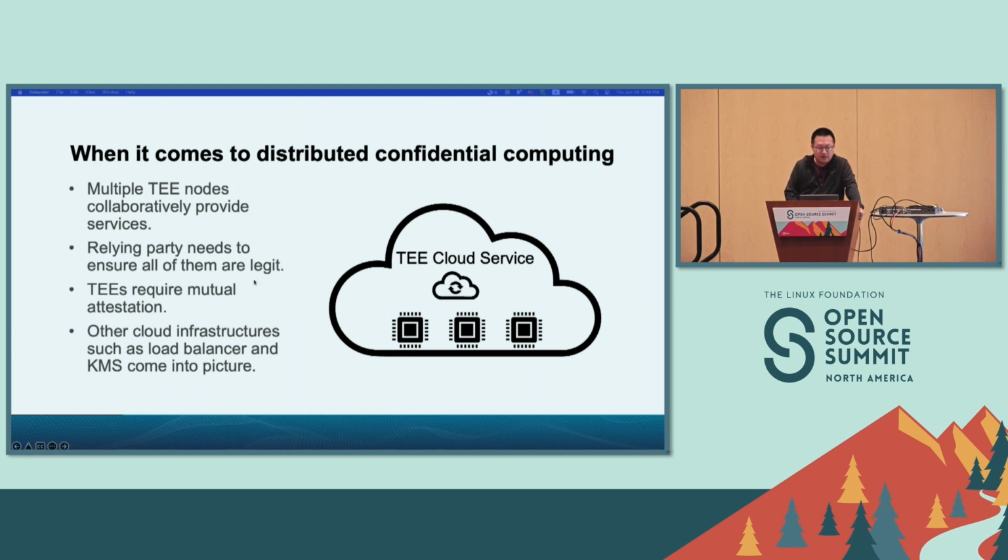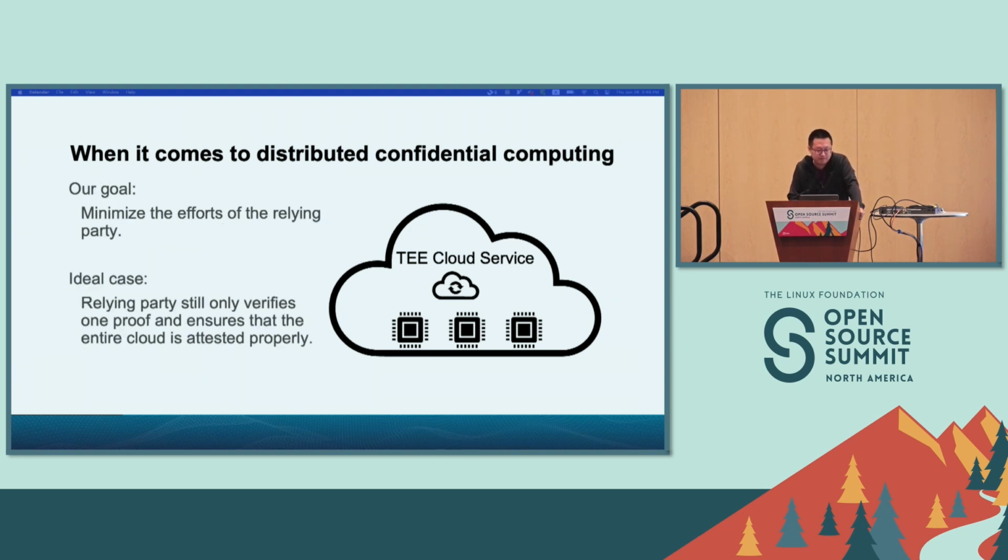And also the TEs themselves, they need to do mutual attestation to make sure that the TE node that I'm talking with is actually a TE node. Then only if that is ensured, I can send my data to this node. And also in the cloud service setting, there are cloud infrastructures such as load balancer and KMS. So we can also leverage them to do some optimizations.